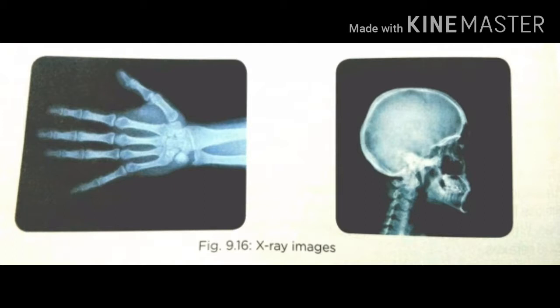What is that one? Yes, bones. We can see bones in the X-ray. X-rays are rays that can pass through muscles and tissues but not through bones.